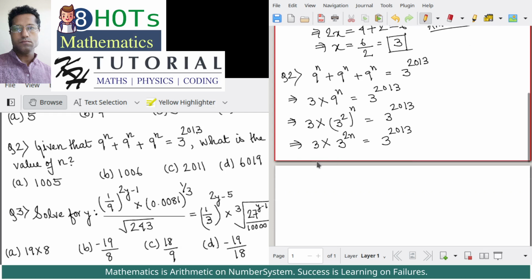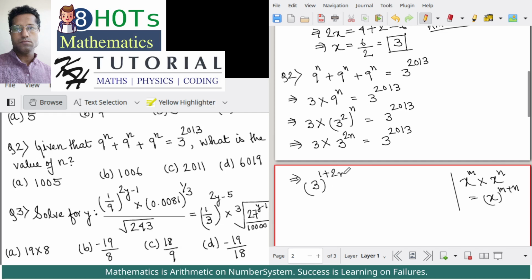Okay. Now again simplifying the LHS, it will be 3 multiplied by, we are having a product of two exponential terms where the base is the same. So I will apply the law of exponents that x to the power m multiplied by x to the power n is equal to x to the power m plus n. So the LHS will become 3 raised to the power 1 plus 2n is equal to, on the right hand side, 3 raised to the power 2013.